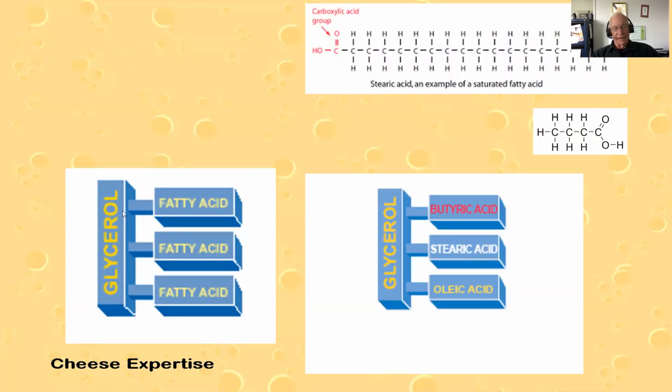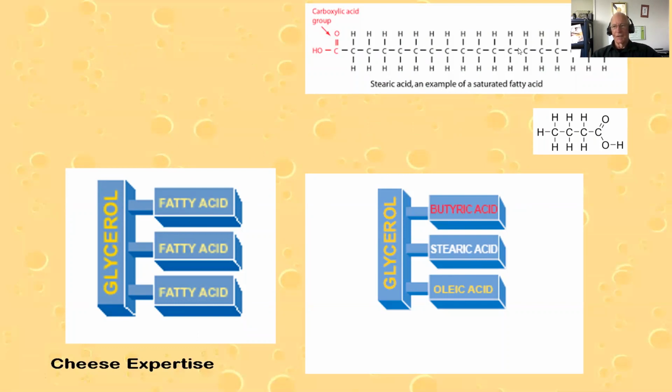Now, there are many different types of triglycerides. On the left here, you see the glycerol molecule, which is the base, and attached to that is a fatty acid. There are many fatty acids in milk. Three fatty acids usually are attached to a glycerol molecule, so that's why it's called a triglyceride. On the right-hand side, I've put a couple of examples of fatty acids that might be present on a particular base of glycerol: butyric acid, stearic acid, and oleic acid.